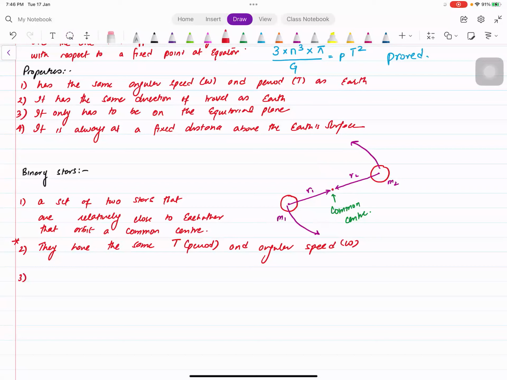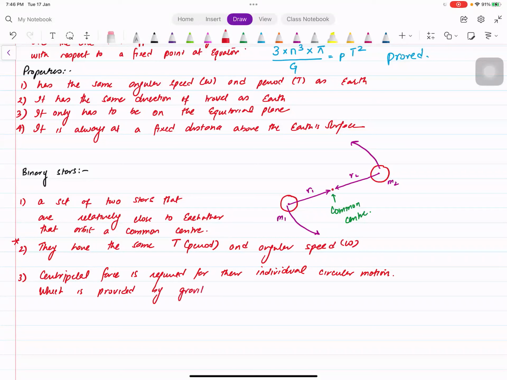The third point that you should remember is that the centripetal force is required for their individual circular motion, which is obviously provided by gravitational force of attraction between them.